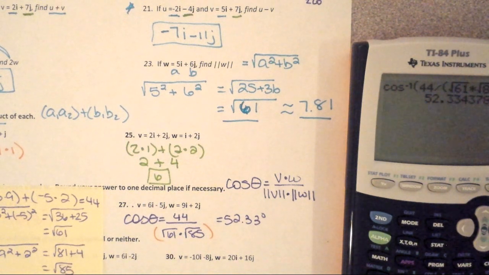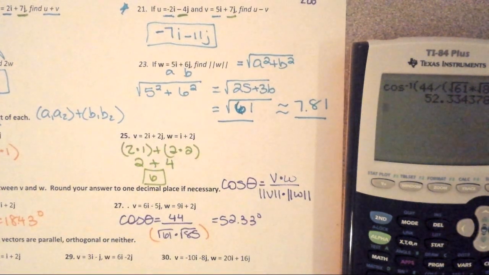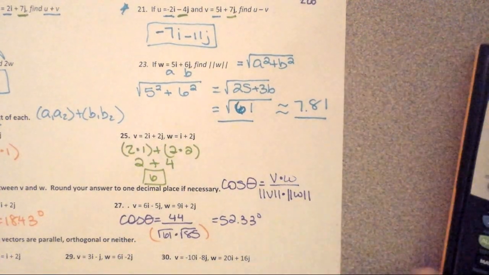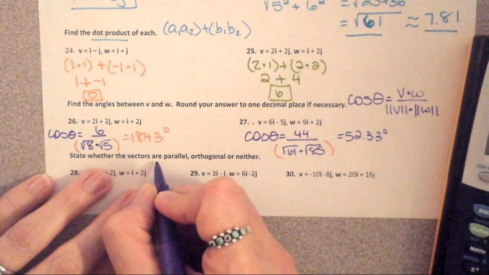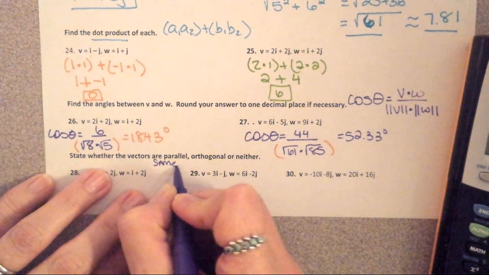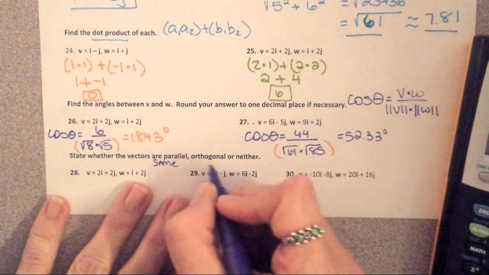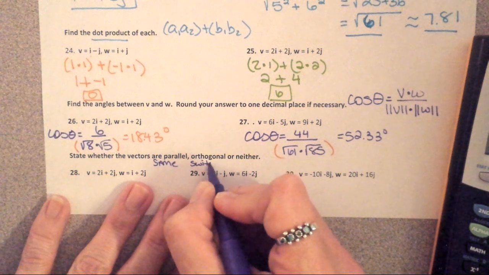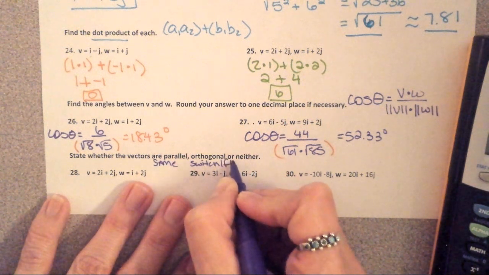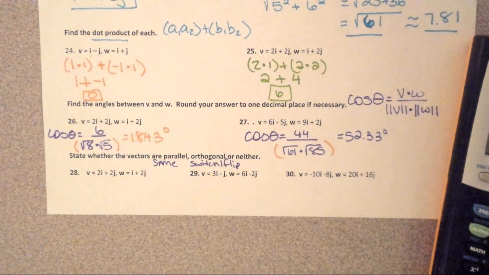Okay, now the bottom part of the review sheet is talking about some vocabulary words, and they're asking you about parallel, orthogonal, or neither. You will know two lines are parallel if they have the same slope. They're going to be orthogonal if you switch the signs and you flip the fraction. So we said switch and flip. And if neither one of these happen, then we're going to say it's neither.